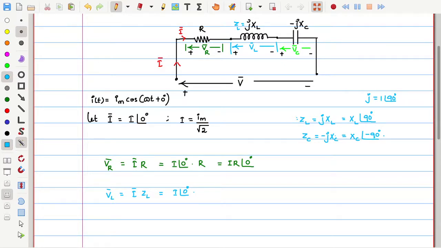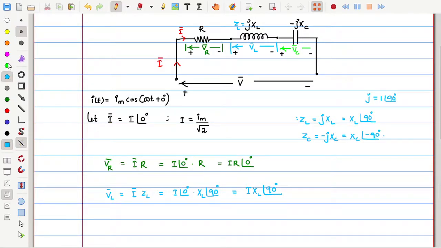Okay. So now I can write ZL as XL at an angle of 90 degrees, because for multiplication it is preferable to use the polar form. Then to get the result, you just multiply the magnitudes and add the angles, that is I into XL at an angle of 0 plus 90, which is 90 degrees. What is this? The voltage across the inductor.